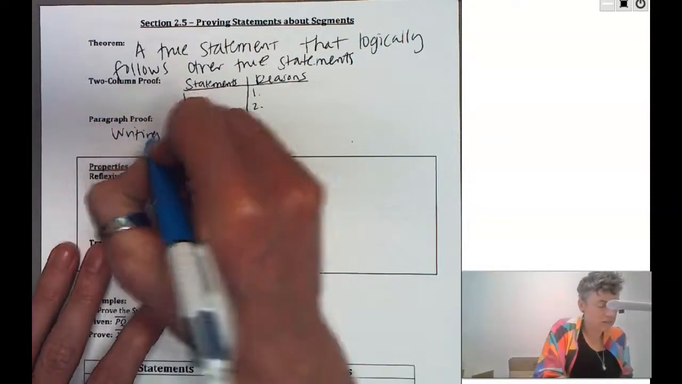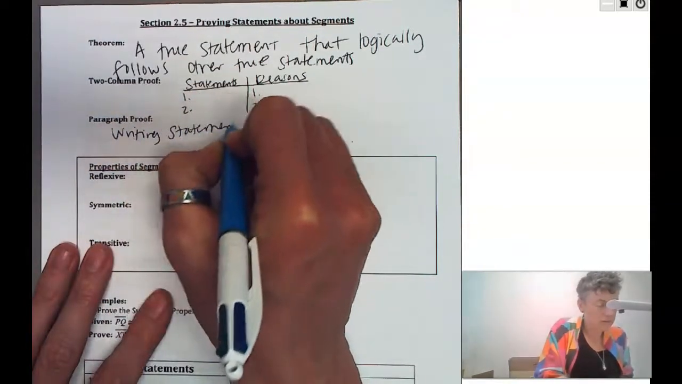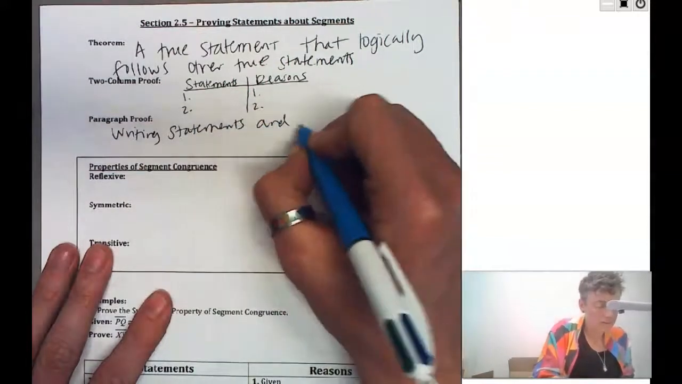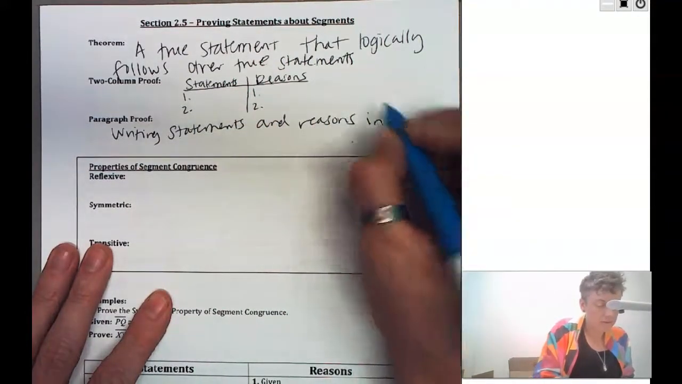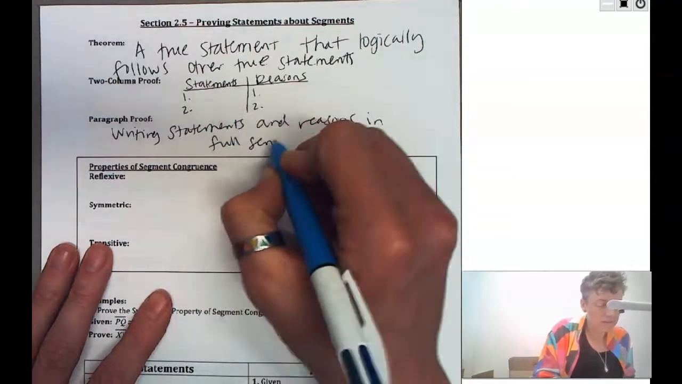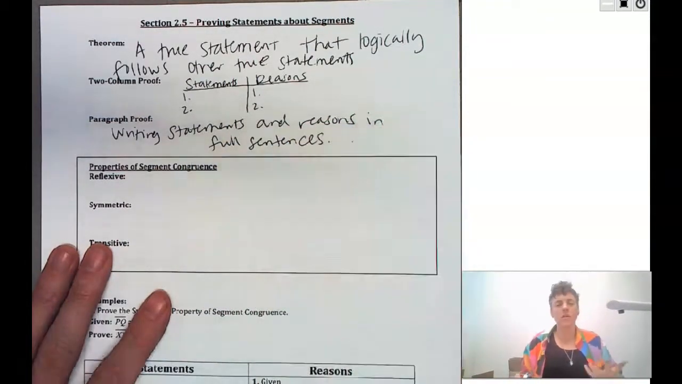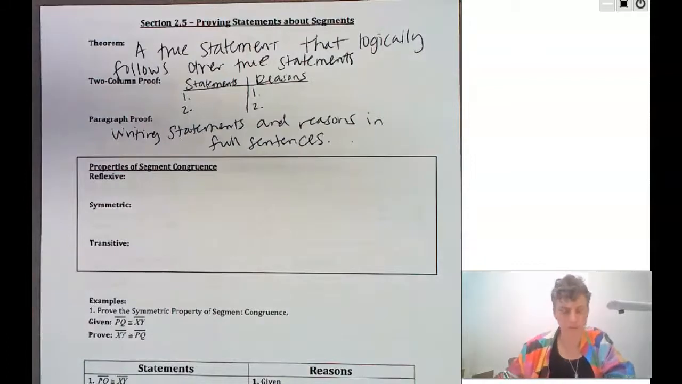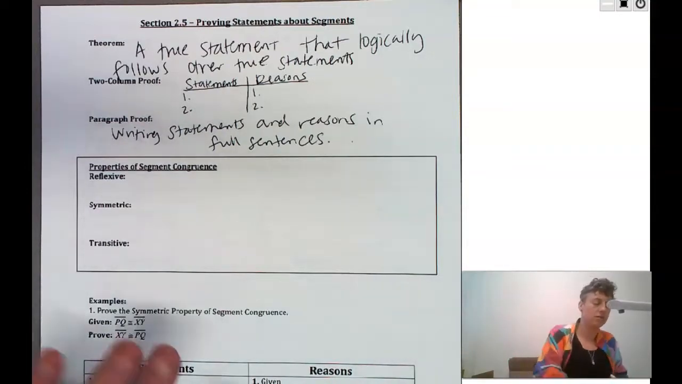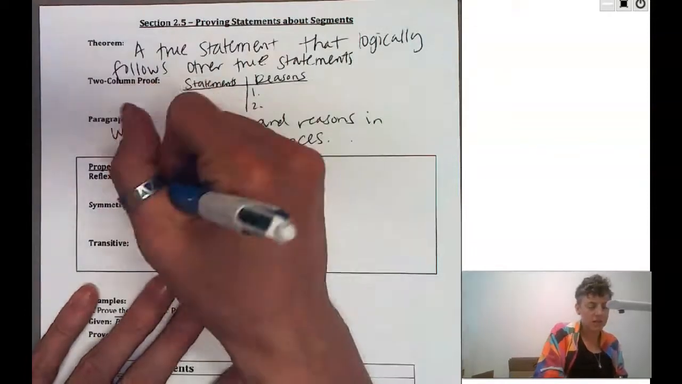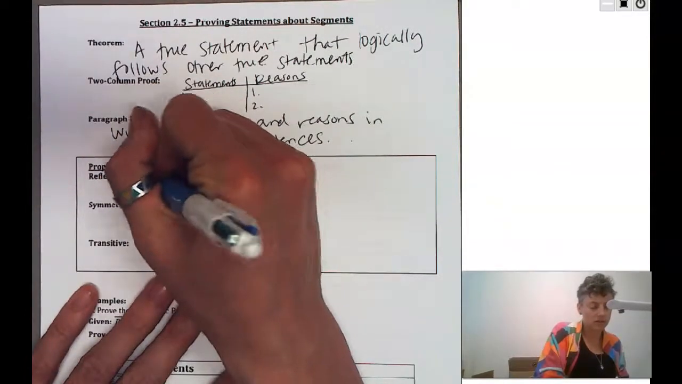Writing statements and reasons in full sentences using all your grammatical prowess. Cool. All right, let's remind ourselves of some segment properties of congruence. For instance, the reflexive property said something was congruent to itself. So segment AB is going to be congruent to itself.